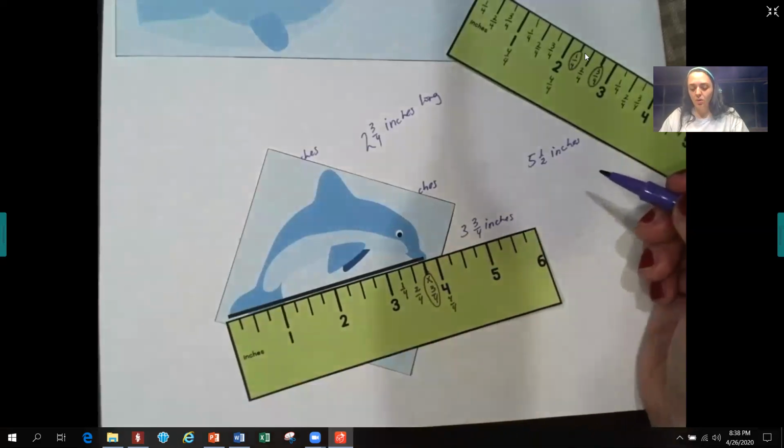Now it's going to be your turn to work on a few problems on your own.